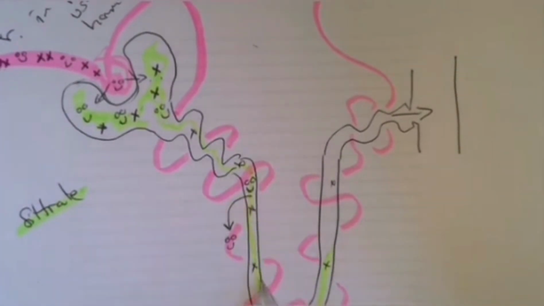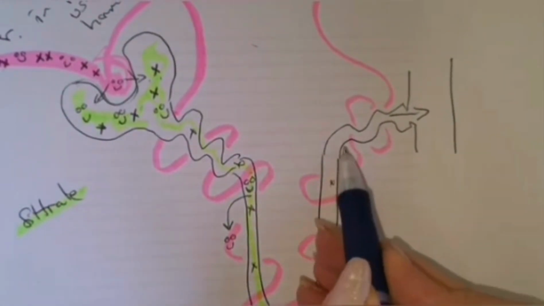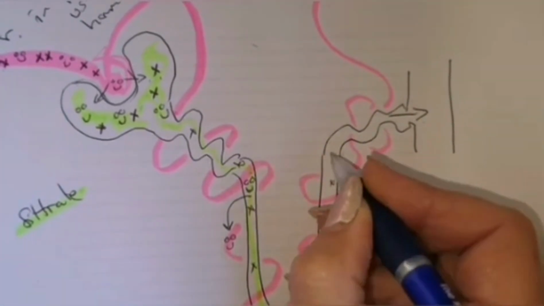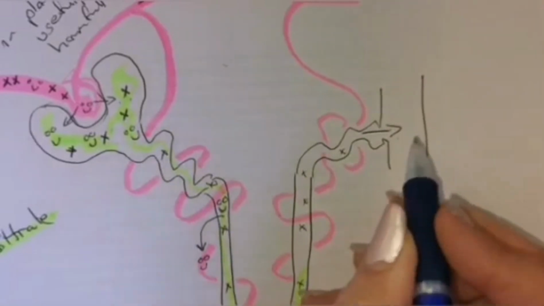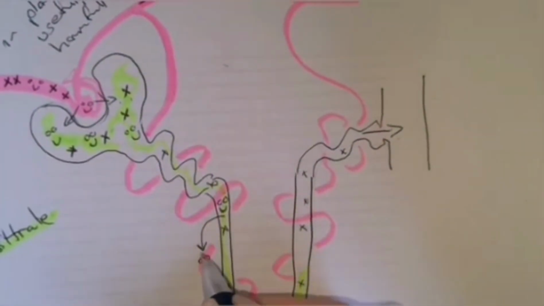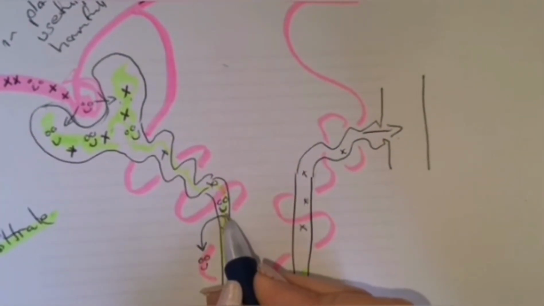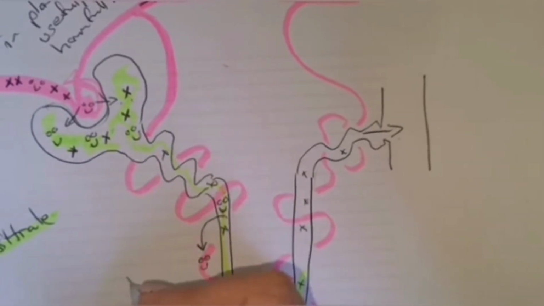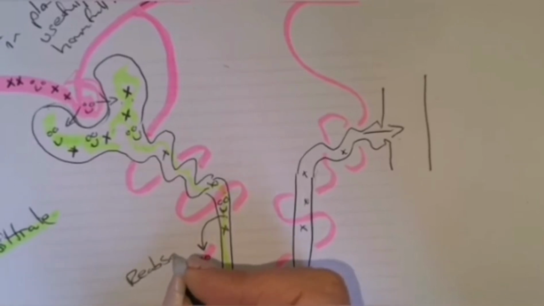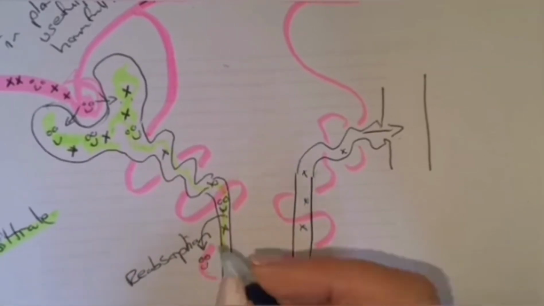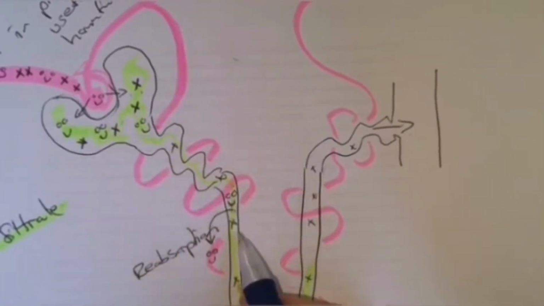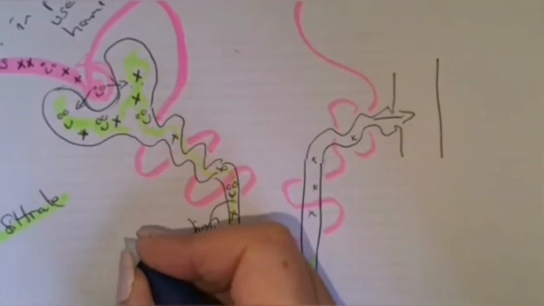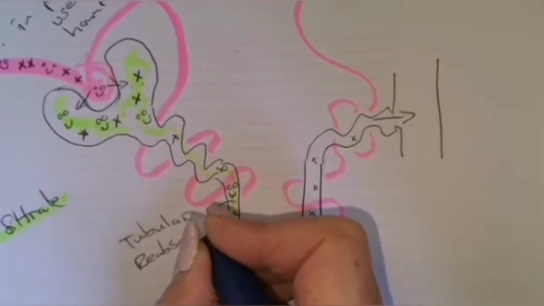So by the time the filtrate reaches the collecting duct, you will see that there's only crosses in. There's only harmful stuff, no good stuff. So that process of the useful things getting reabsorbed from the filtrate back into the bloodstream is the second stage, which we call reabsorption. And since it takes place in the renal tubule, which is this loopy, wobbly tube, it's called tubular reabsorption.